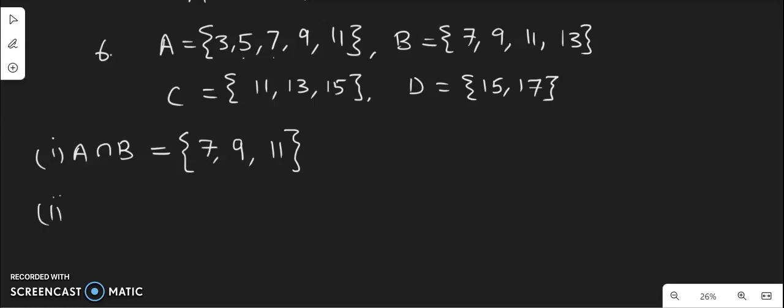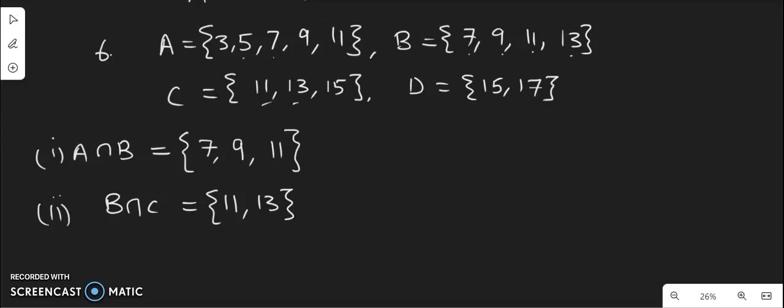The second portion of this particular question, let us suppose I want to find out B intersection C. So if you see B, 7, there is no 7 in C, so it doesn't go in the common elements. 9, there is no 9 in C, doesn't go in common elements. 11, yes, there is an 11 and there is a 13 also. Well, 15 is there in C but not in B. So I'm going to write it as 11 and 13. You can see that.